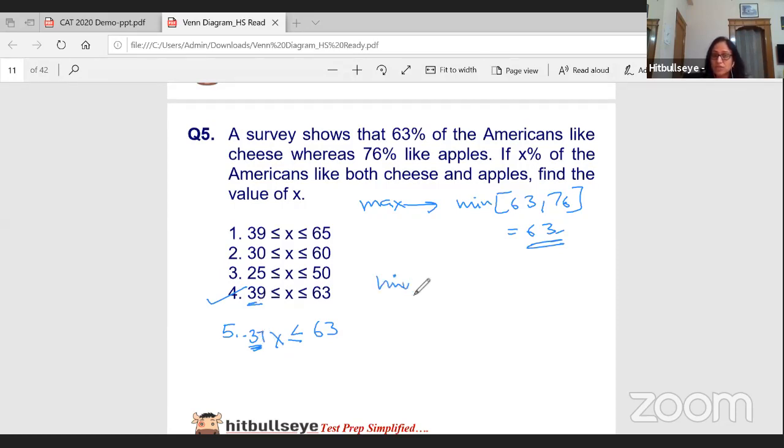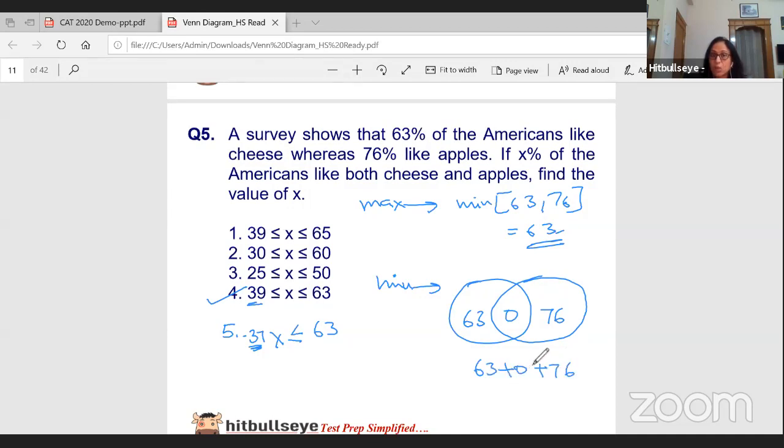So for minima, the shortcut that I told you was try and make that value as 0. So the both value was missing. I have kept it as 0. So obviously 63 will be here, 76 will be here. But these are in percentages. What is the error that you're going to get? The percentage of totality will be 63 plus 0 plus 76, right? Which is exceeding 100. Why is it exceeding 100? Because it comes out to be 139.